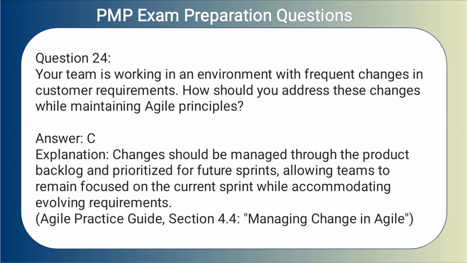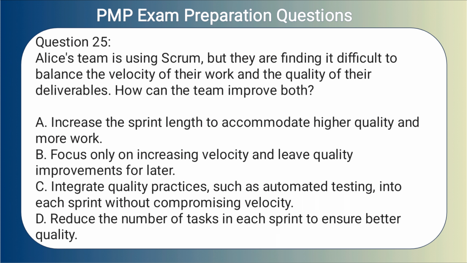Answer. C. Explanation. Changes should be managed through the product backlog and prioritized for future sprints, allowing teams to remain focused on the current sprint while accommodating evolving requirements. Question 25. Alice's team is using Scrum, but they are finding it difficult to balance the velocity of their work and the quality of their deliverables. How can the team improve both?